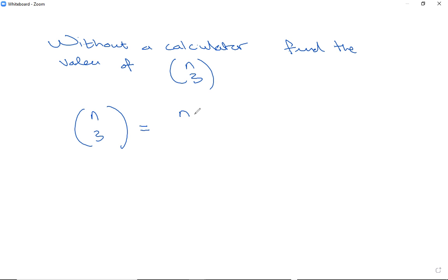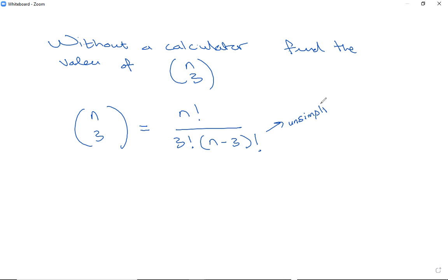So when you do this, you take nC3. Remember, the top term is n factorial. The bottom term is 3 factorial, but then multiplied by n minus 3 factorial. But this is not simplified, right? So this is unsimplified. This is just as it is.